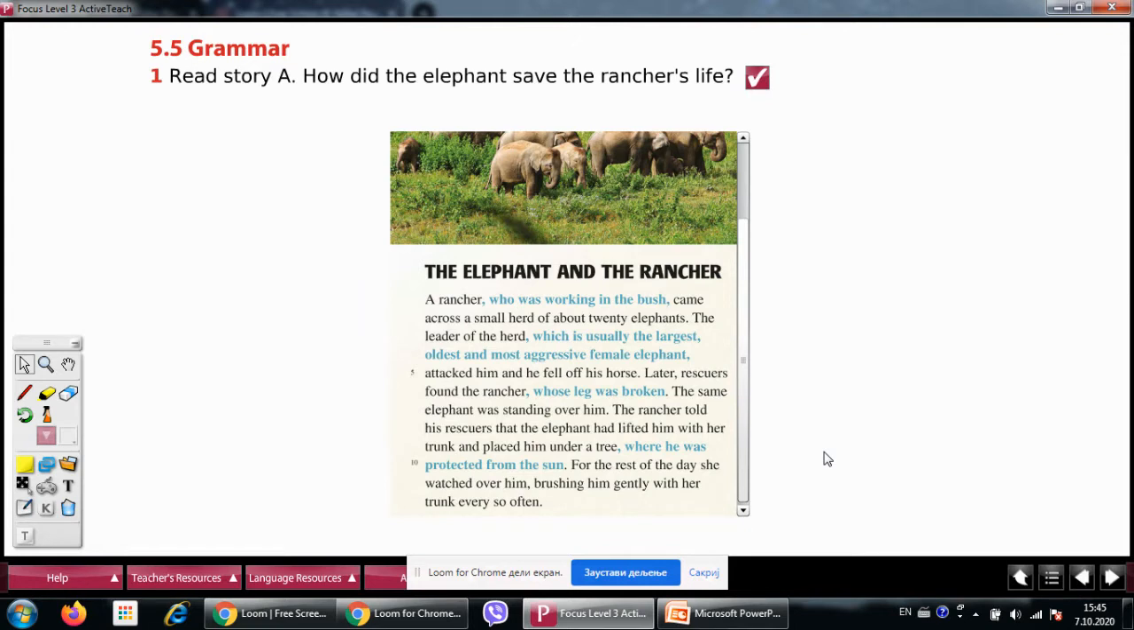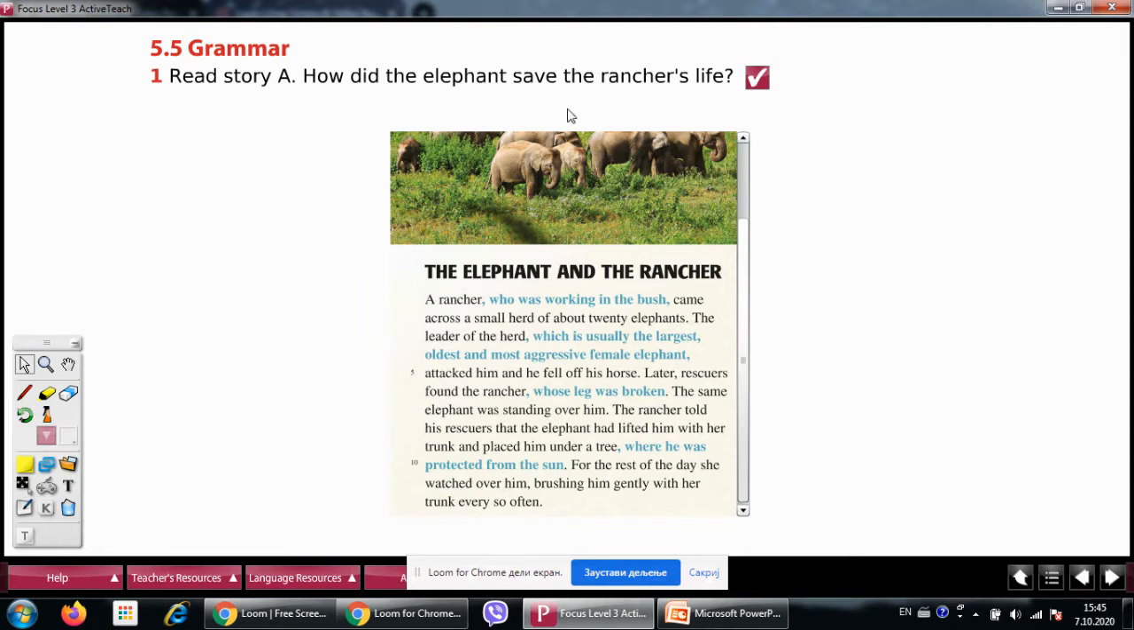The rancher told his rescuers that the elephant had lifted him with her trunk and placed him under a tree, where he was protected from the sun. For the rest of the day, she watched over him, brushing him gently with her trunk every so often.